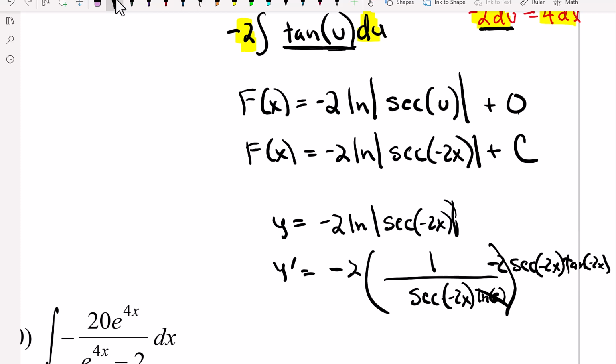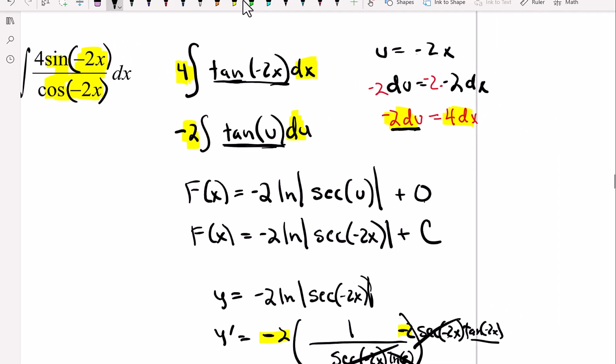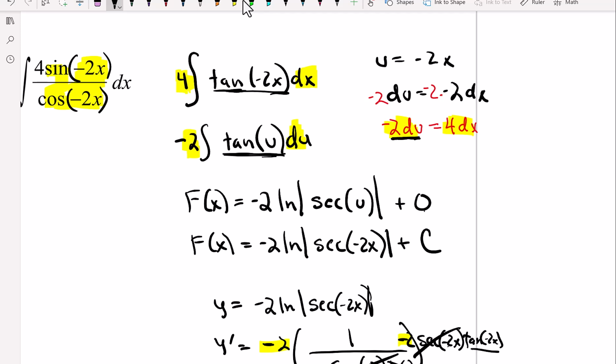So look what happens. We've got negative 2 times negative 2, which is 4. This secant theta cancels with secant theta, and what we have left is 4 tangent theta, ta-da, which is our original function. So it's a little bit crazy, but whenever you have to take the integral of a tangent function, remember you're going to have to take the natural log of the secant function. All right, that's it for this one.